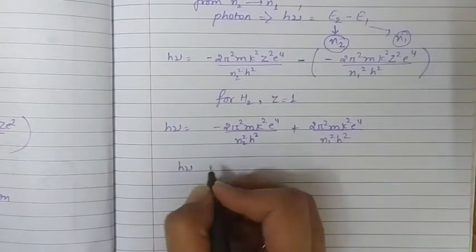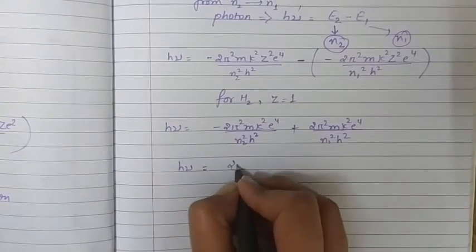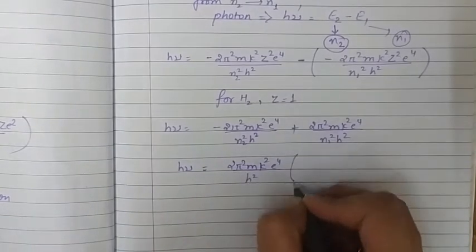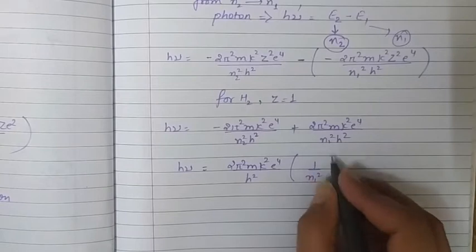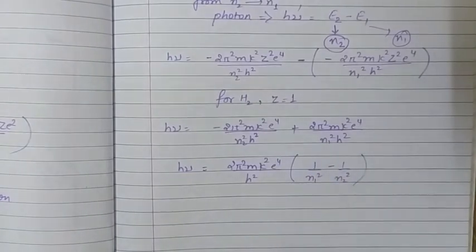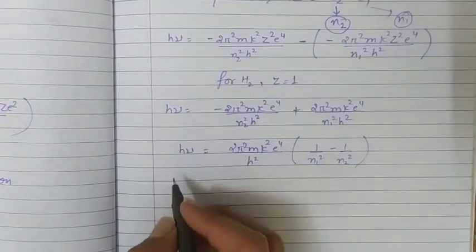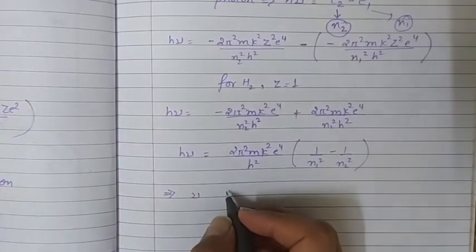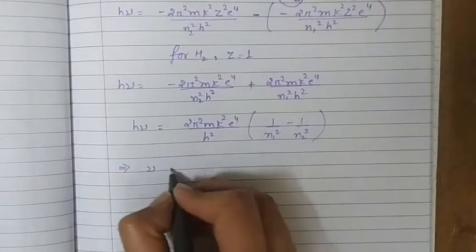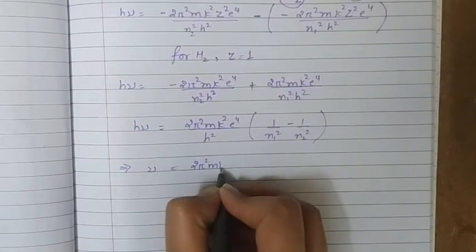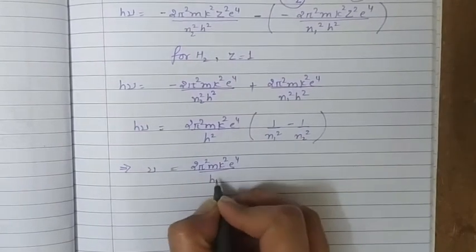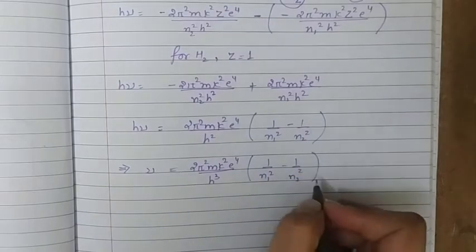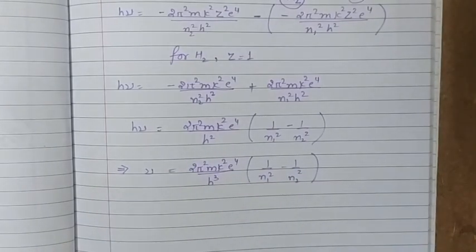Now if we take common from this, we get h nu is equal to 2 pi square m k square e4 upon h square, and within the bracket it is 1 upon n1 square, which is positive, minus 1 upon n2 square, which is negative. So this is the relation we get for h nu, which implies the frequency of the radiation or photon which is emitted during the transition is nu is equal to 2 pi square m k square e4 upon h cube, into 1 upon n1 square minus 1 upon n2 square. This is the frequency of that photon that we are getting.